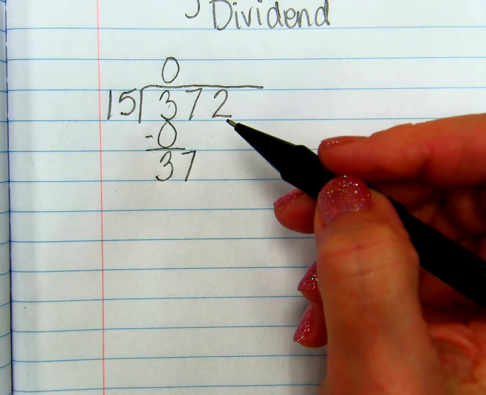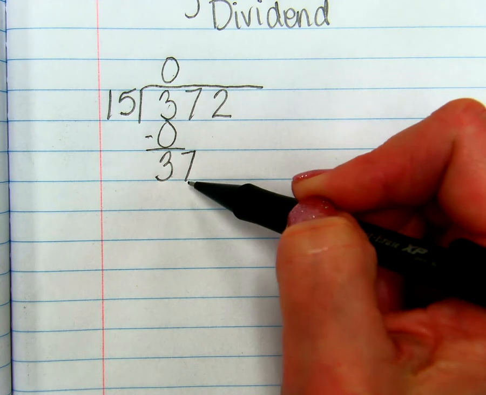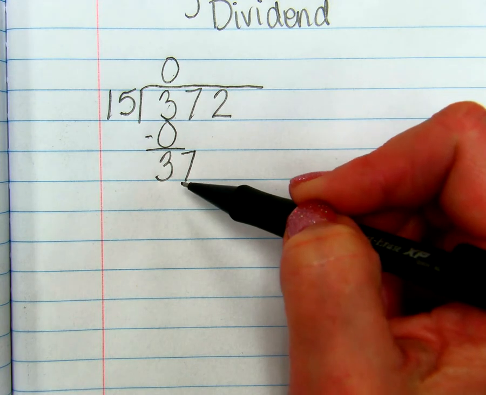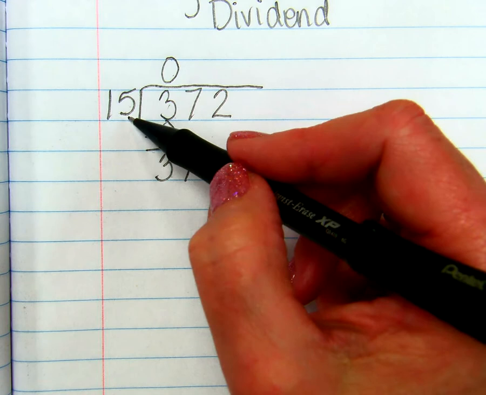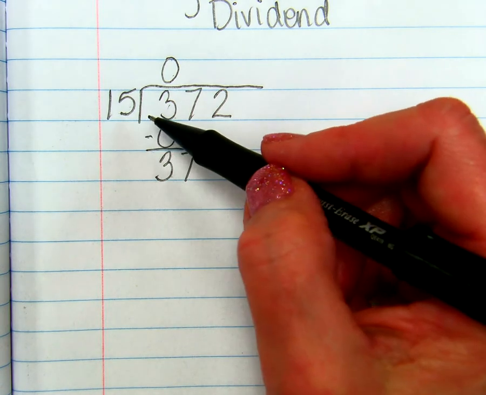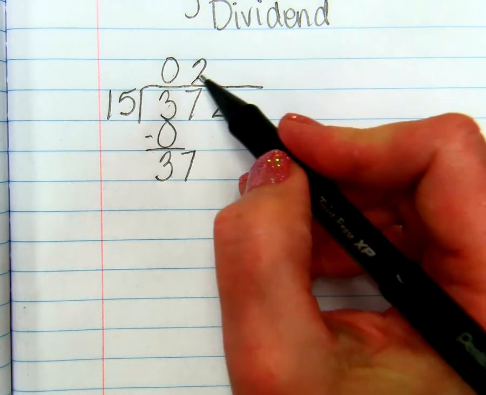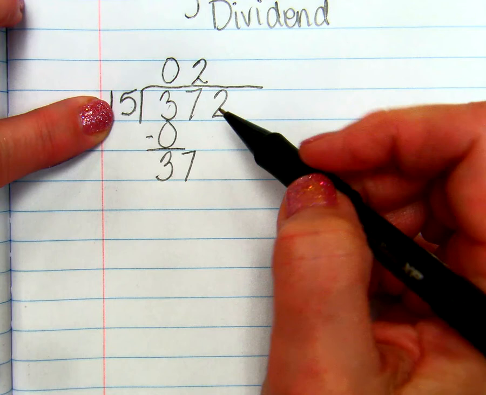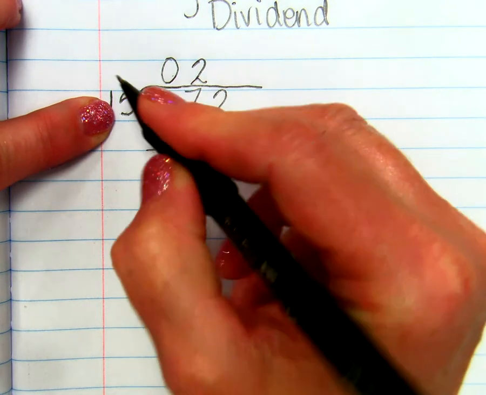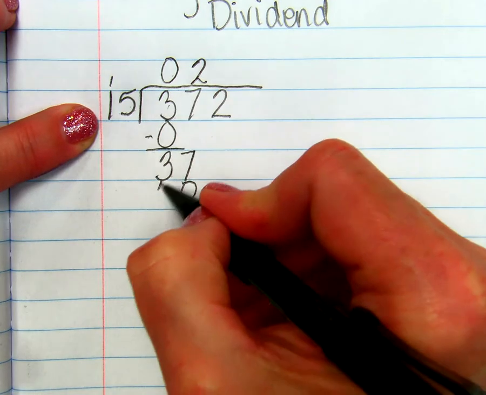All right. Here we go again. How many 15s are in 37? So I think out loud, but we think in our brain. 15 and 15, my doubles. 2 15s is 30, so let's try 2 in my quotient space. 2 times 5 is 10. Carry my 1. 2 times 1 is 2, plus 1 is 3.